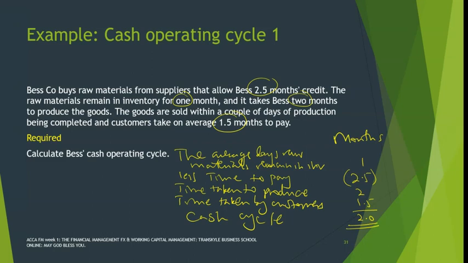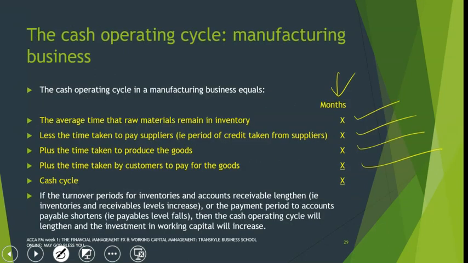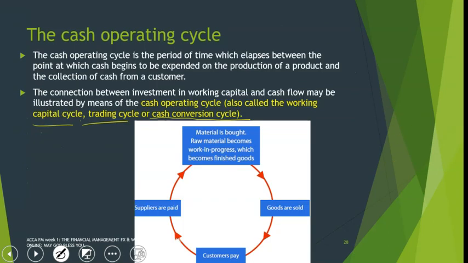All right, and by definition, the cash operating cycle is the period of time which elapses between the point at which cash begins to be expended on the production of a product and the collection of cash from a customer. So in this particular business which we have just seen, we take 2 months.